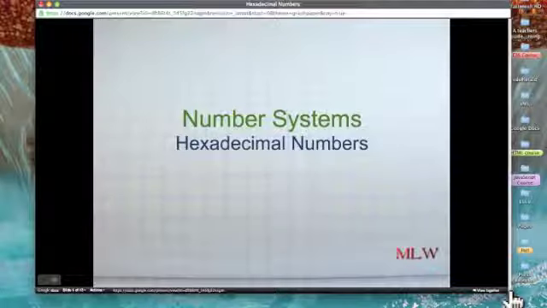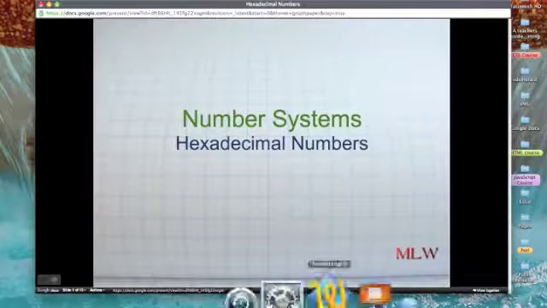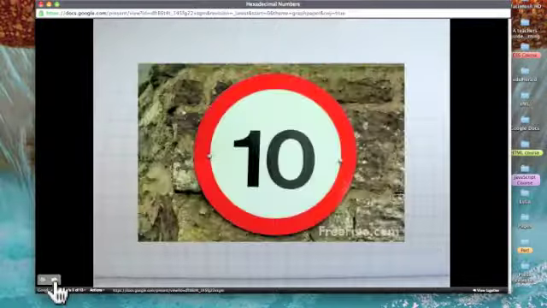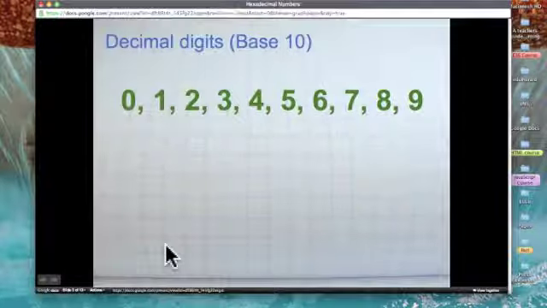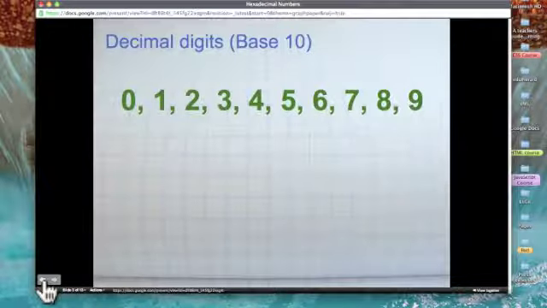Now we come to hexadecimal numbers. Let's refresh our memory for just a moment on base 10. We use base 10, some people say, because we have 10 fingers or 10 toes. What that means is that we use 10 digits. The decimal digits range from 0 to 9.